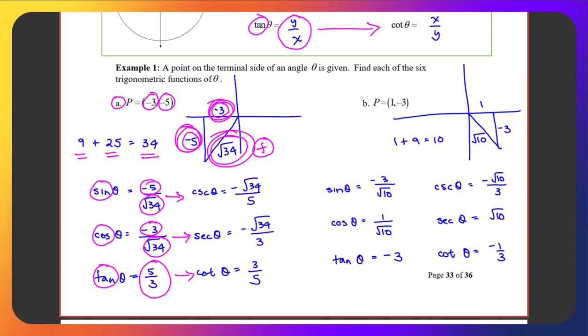You go ahead and do B using this diagram. Check your answers, see if they match what I have.